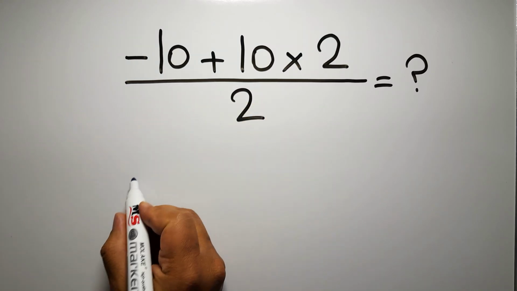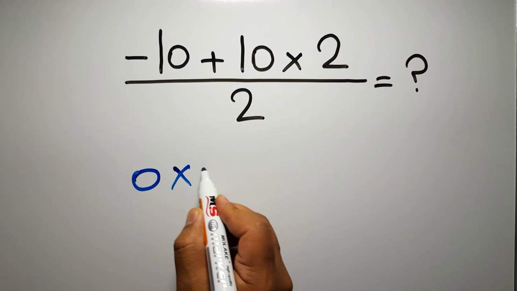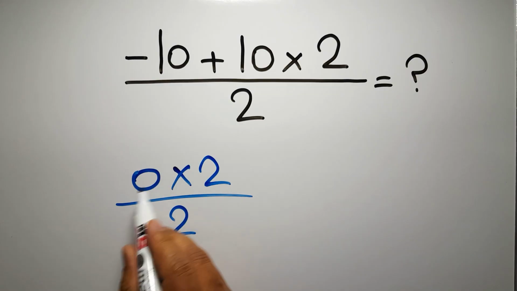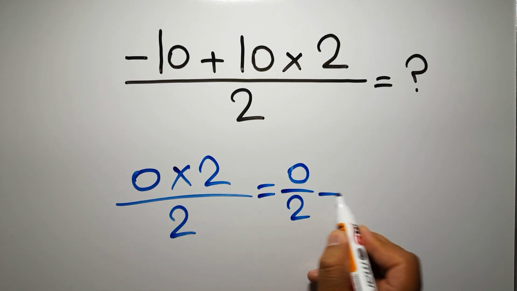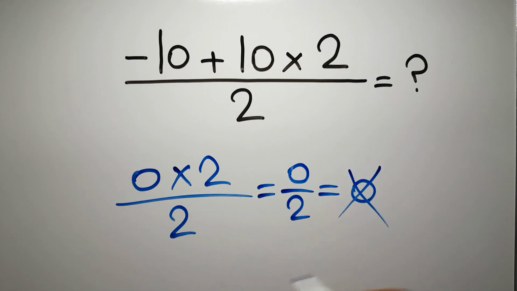Negative 10 plus 10 gives us 0. And 0 times 2 over 2. 0 times any number gives us 0, and 0 over 2 is just 0. But this answer is not correct.